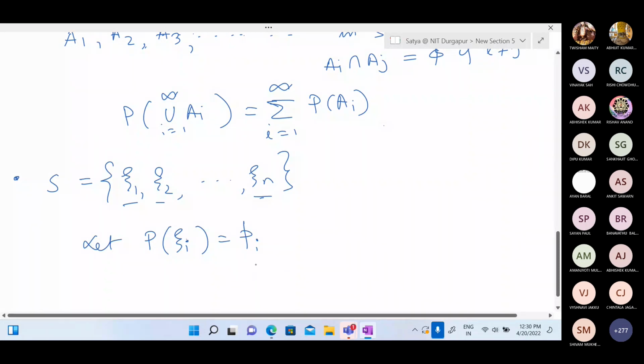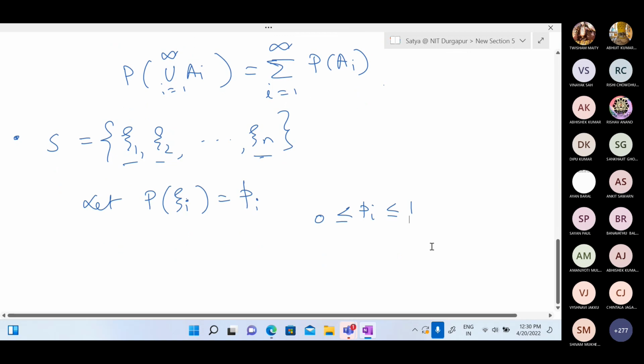Then we already said that this Pi should lie between 0 and 1, as probability should lie between 0 and 1 in the finite case. And the summation of all these Pi, for i equal to 1 to n, should be 1. That means the summation of all probabilities should be 1.